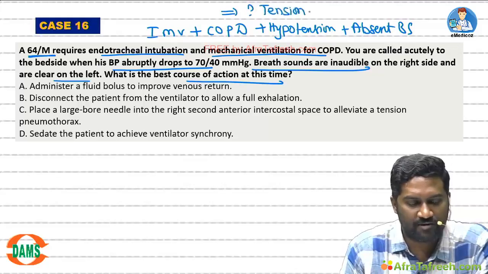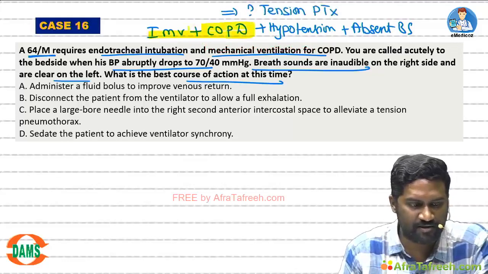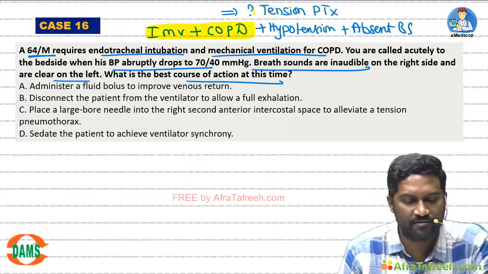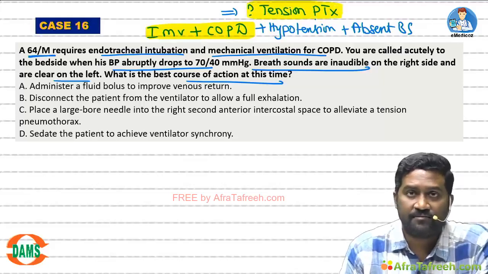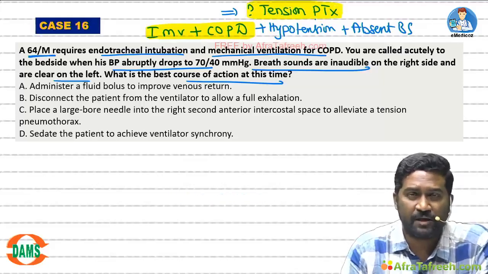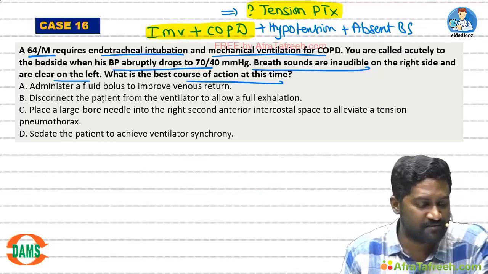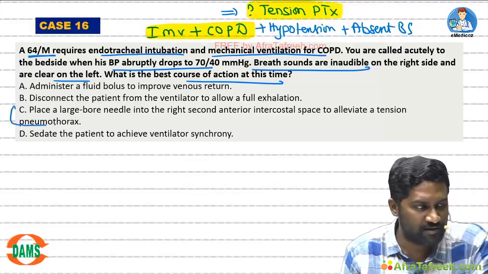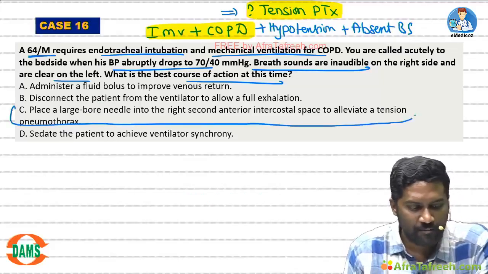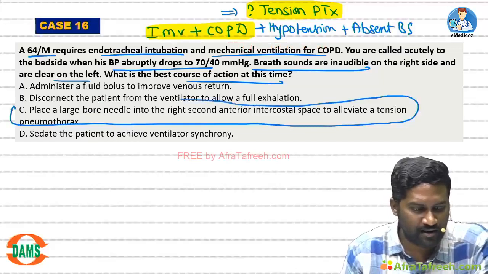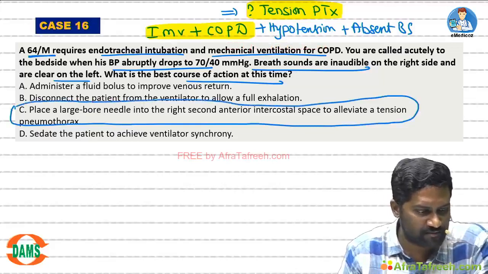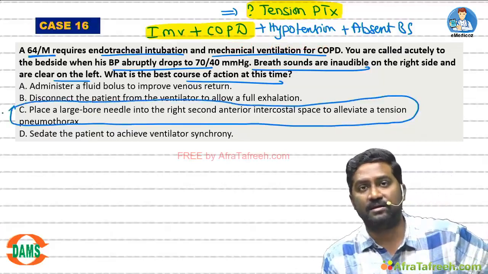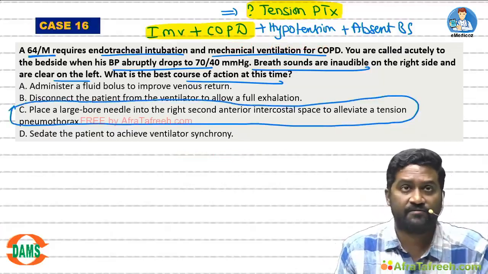Possibility of tension pneumothorax. This is a dangerous combination: invasive mechanical ventilation and COPD. So the diagnosis is tension pneumothorax. In tension pneumothorax, don't even think about any other option. The single option should be saving the life of the patient. Place a wide bore needle in the right anterior 2nd intercostal space to alleviate the tension pneumothorax.